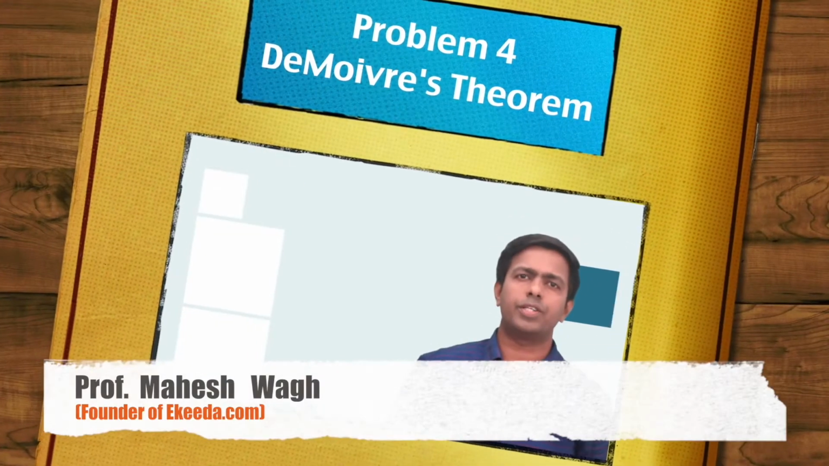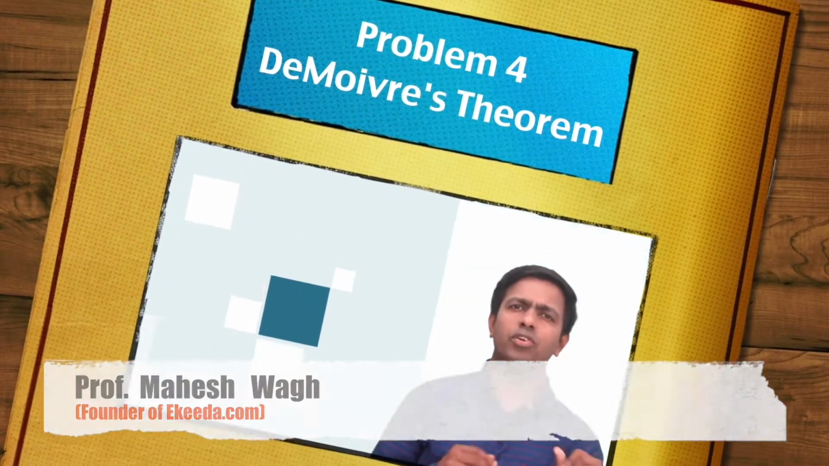This video is problem number 4 on De Moivre's theorem. Hello students. So after completing problem number 3, let's start with problem number 4 on De Moivre's theorem. Here I'll be finding the nth derivative of the given function with the help of De Moivre's theorem.